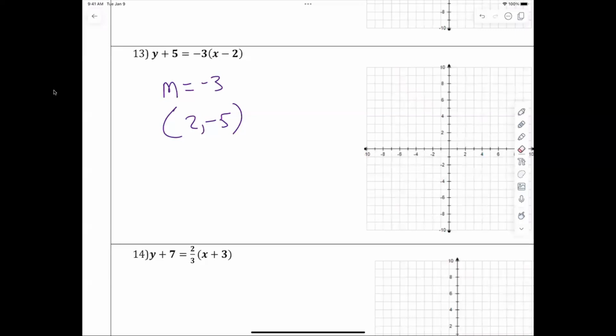Now, everybody just practice your graphing. I'm making you do a bunch of graphs because it's important for you to learn how to graph.